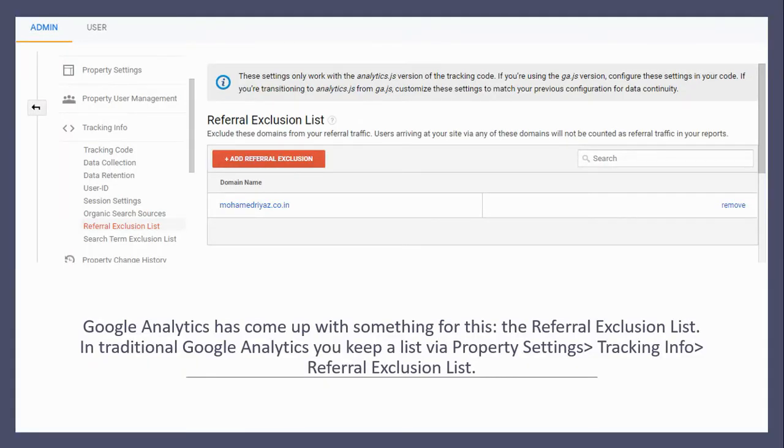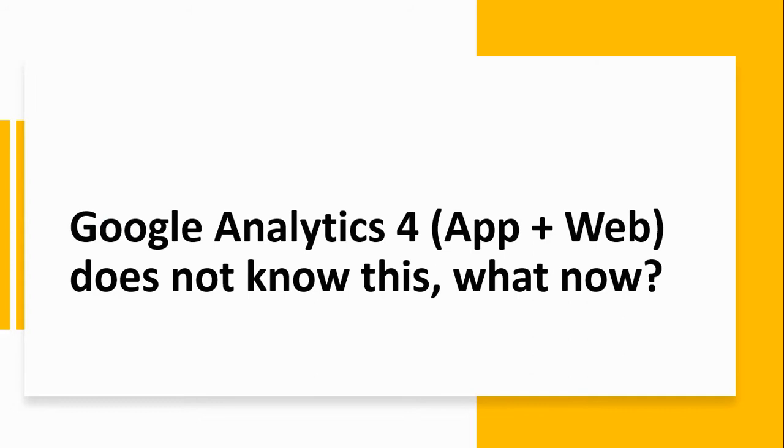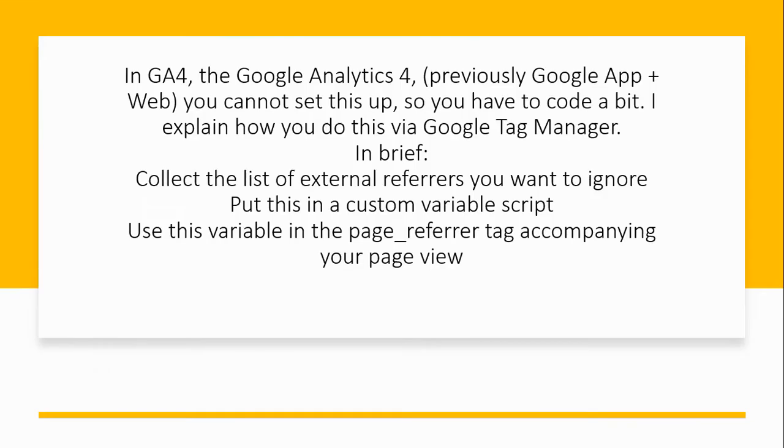We have an option in Universal Analytics for this. There is a referral exclusion list and it will automatically include your own domain. Google Analytics has come up with something for this, but we don't have this option in GA4. Google Analytics 4, App Plus Web, does not have this. So what can we do in this case? In GA4, previously the Google App and Web property, we are not able to set this up.